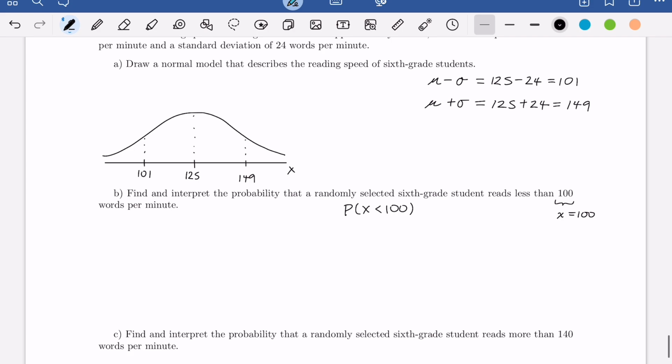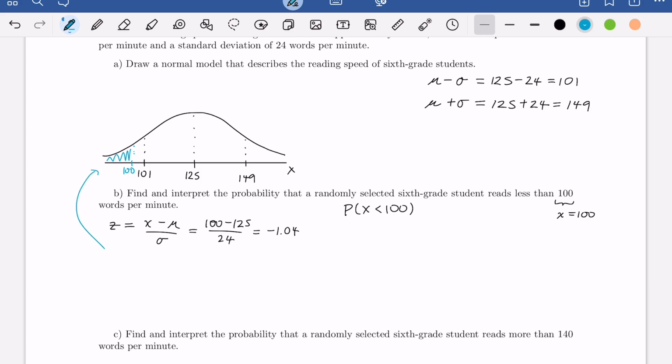To do that, we take that value of x, subtract out our mean, and divide by the standard deviation. Doing that, we get 100 minus our mean of 125 divided by our standard deviation of 24. This is going to give us negative 1.04. Okay, so what we're trying to find is the area under the curve where x is less than 100. So everything in blue here for this problem.